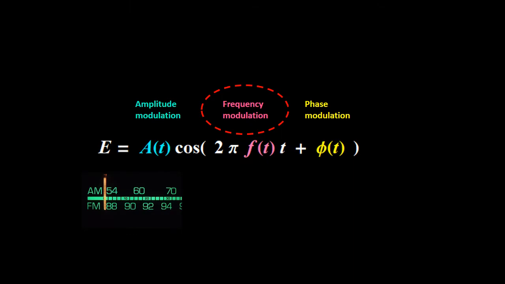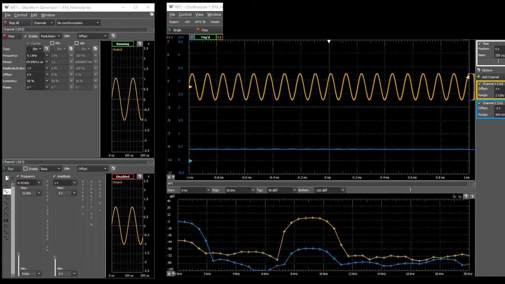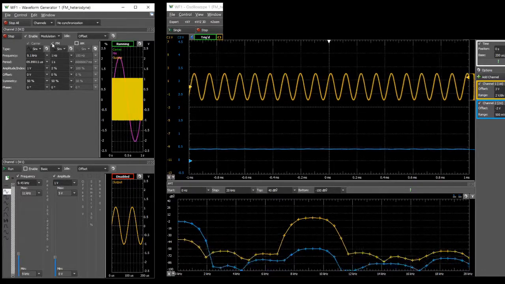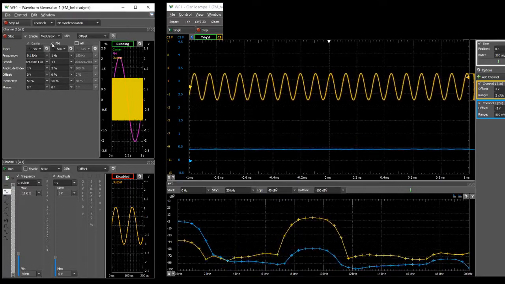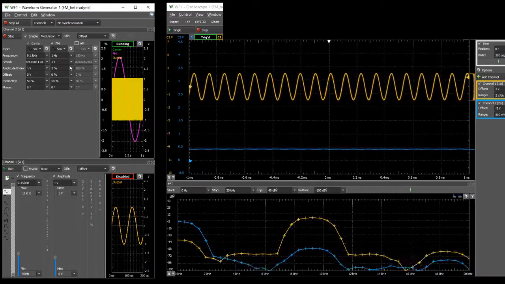Next, let's consider frequency modulation. In frequency modulation, the amplitude of the carrier is not varied to represent the data, but only its frequency. On the scope yellow trace in the top graph, the carrier can be seen changing frequency, and in the bottom graph, its Fourier peak can be seen shifting left and right, in proportion with the frequency modulation amplitude.